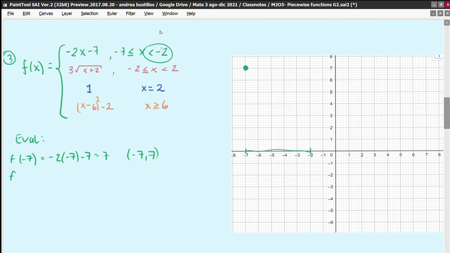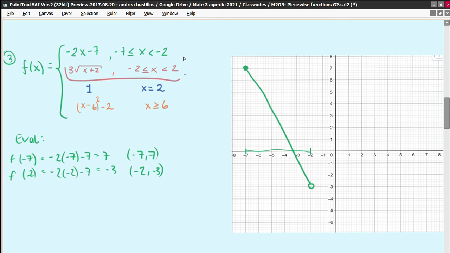Now, we're going to evaluate in the other extreme. F of -2 is the green part evaluated in -2, -7. This is -3. So our next point to plot is in -2, -3. Notice that because -2 is not included in the domain, at the moment we graph this function, we're going to have a hollow point here. And now our function is a linear polynomial, that is a straight line. So how do I connect these two dots? With a straight line.